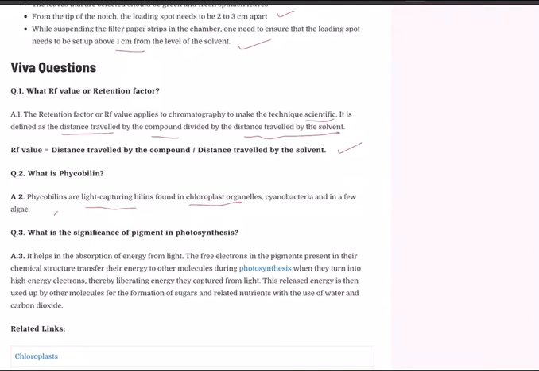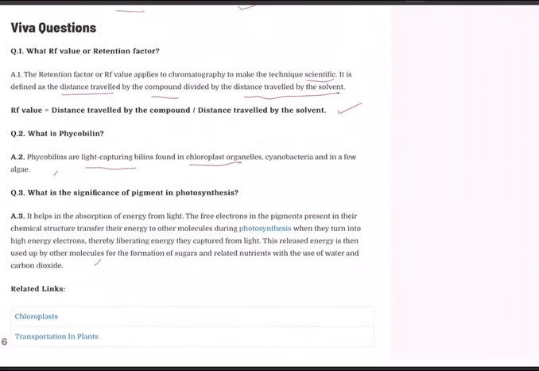What is phycobilin? Phycobilins are light capturing bilins found in chloroplast organelles, cyanobacteria and a few algae. What is the significance of pigment in photosynthesis? It helps in absorption of energy from light. The free electrons in the pigments present in their chemical structure transfer their energy to other molecules during photosynthesis when they turn into high energy electrons, thereby liberating energy they capture from light.